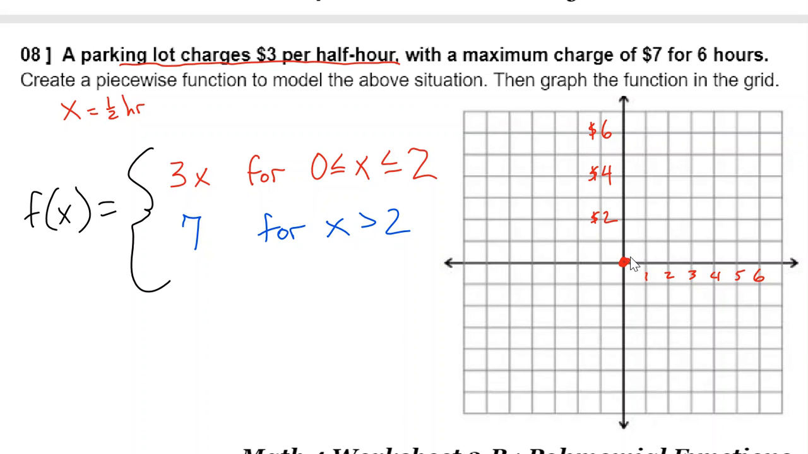So for the first 2 half hours, we're going up to $6, right? $3 for the first half hour, and $3 for the next half hour, which means that we are going in that direction. Now, why does that not feel like a 3x?